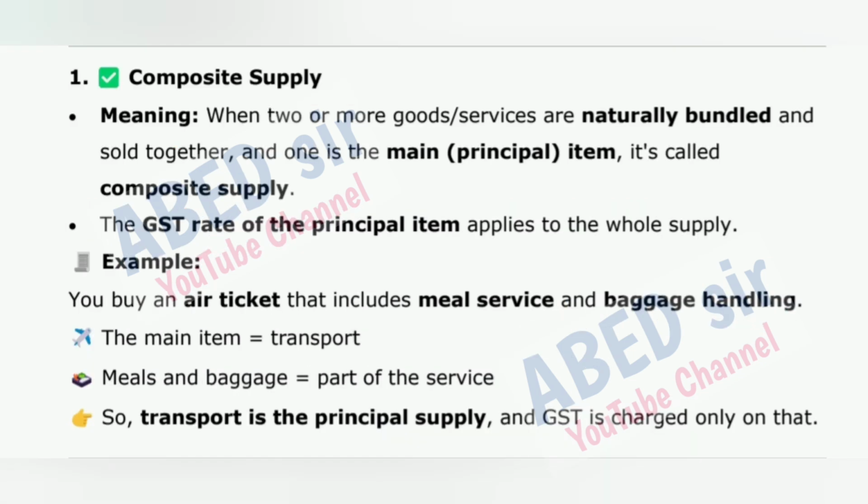1. Composite supply. Meaning, when two or more goods or services are naturally bundled and sold together, and one is the main, principal, item, it's called composite supply. The GST rate of the principal item applies to the whole supply. Example. You buy an air ticket that includes meal service and baggage handling. The main item is equal to transport. Meals and baggage are part of the service. So, transport is the principal supply, and GST is charged only on that.